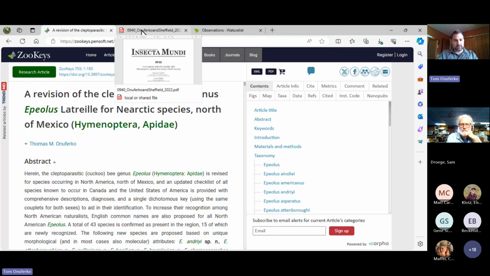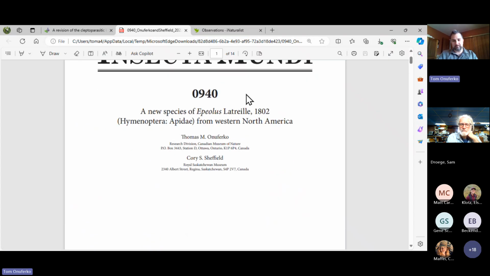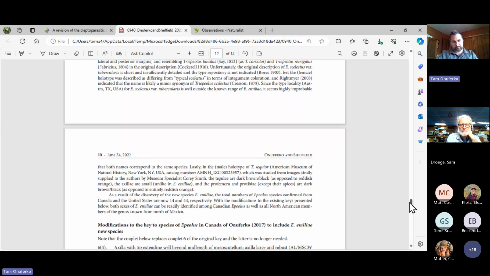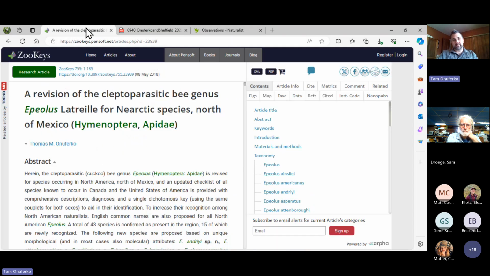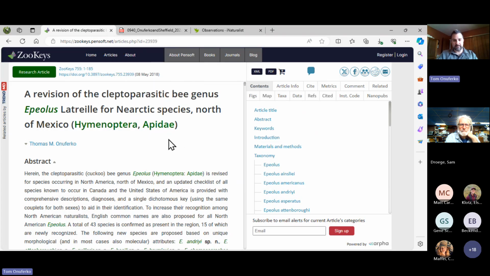The species is described in this paper in the journal Insecta Mundi. It's limited largely to the Pacific Northwest, so it probably won't be that commonly encountered, but it does include a modification to the Zuki's key that enables the identification of this species, and it has been incorporated into what will be the Discover Life key. That will be complete when it's up. But just to let you know, that one species is missing from this particular paper.